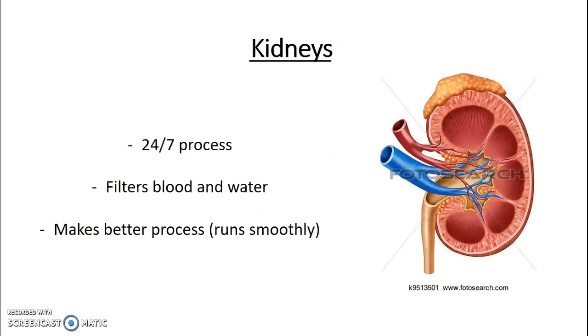Moving on to the kidneys. The kidneys don't actually affect the system, but play a vital role in regulation of the system. The kidneys work 24/7 to regulate. The kidneys work to filter the blood and water in the process. This helps make everything run smoother and not get clogged and cause problems, so it just helps everything flow where it should.